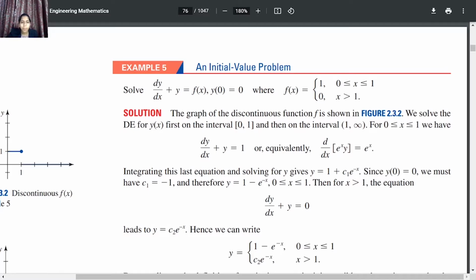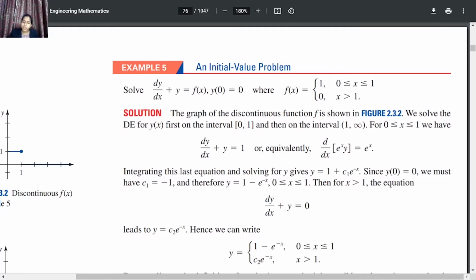as before. We get y into e raised to x is equal to the integral of 0, which is equal to the constant c2. So y is equal to c2 into e raised to minus x is the solution. So we can write the solution in the following manner: y is equal to 1 minus e raised to minus x when x lies between 0 and 1, including 0 and 1, and it is equal to c2 into e raised to minus x whenever x is greater than 1.